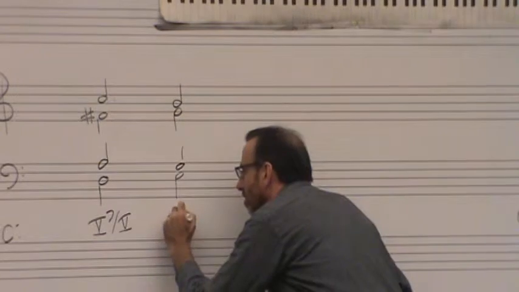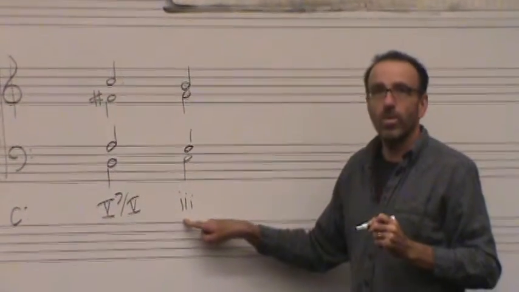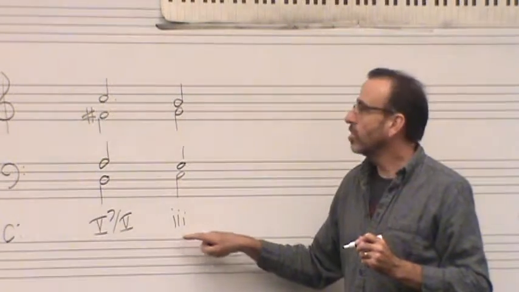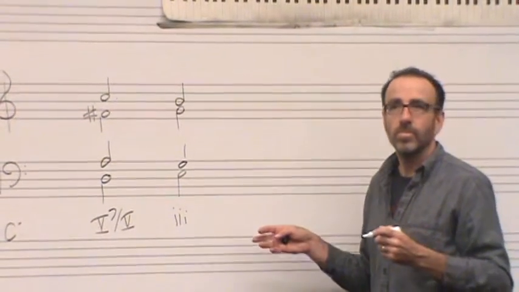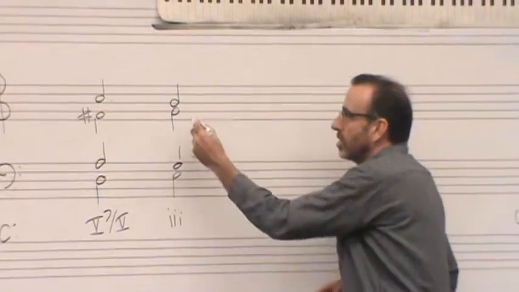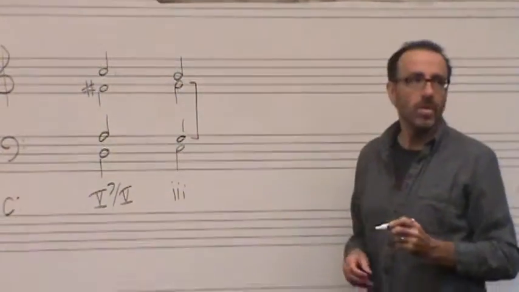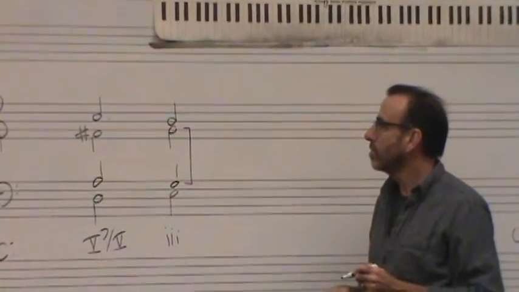Only in the case of the C major, the C, it would be a 3 chord. And so we would call that the deceptive resolution of the secondary dominant. And don't forget, in a deceptive resolution, you're going to double the third of the deceptive chord. That's the most common thing.